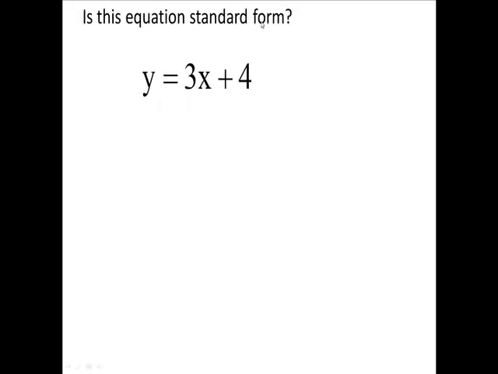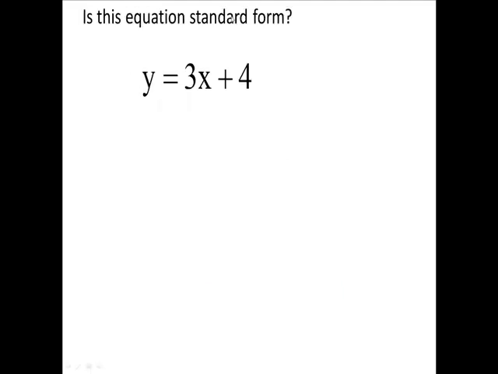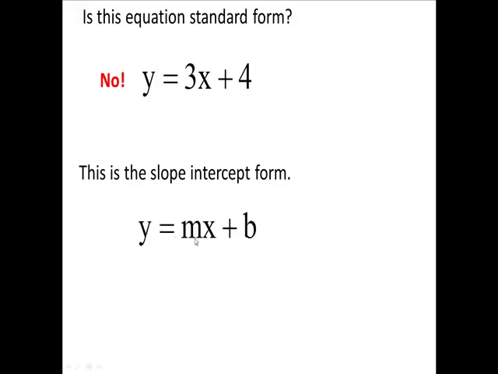Now, is this standard form? Well, no, because standard form would have 3x plus or minus y. See, the y's on the left side. Standard form has to have the x's and y's on the left side and the number on the right side. So you don't have the x's over here. This is not standard form. This, by the way, is slope-intercept form, where the slope is 3 and the intercept is 4. Slope-intercept form, where you have y equals the slope times x plus the intercept. This is a very special form also. A lot of equations are written in this form. Okay?